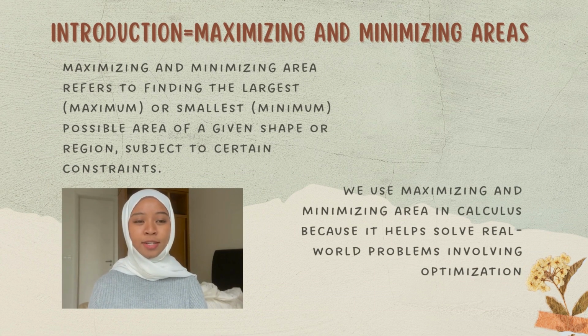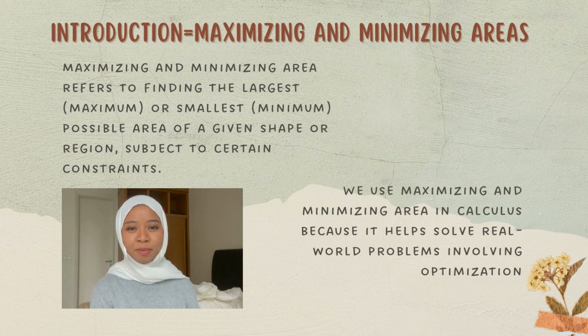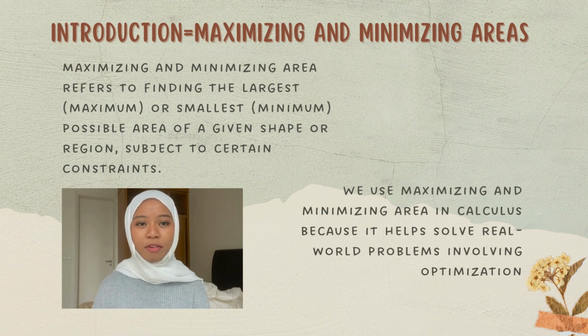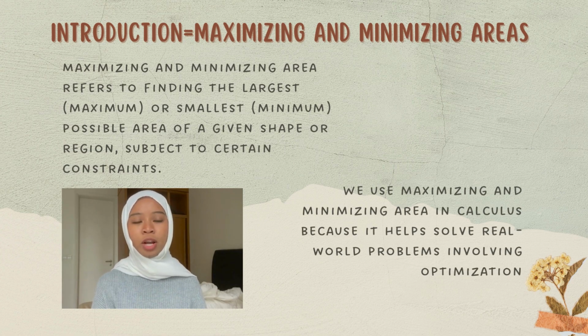I'm going to start with an introduction to maximizing and minimizing value. Maximizing and minimizing area refer to finding the largest value, which is the maximum, or the smallest value, which is the minimum, possible area of the given shape or region subject to certain constraints. In calculus, this is often achieved by creating mathematical models of the problem and then using optimization techniques such as differentiation to identify a critical point where the maximum and minimum area occur.